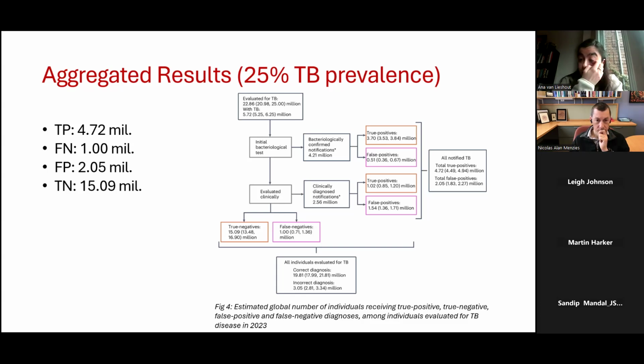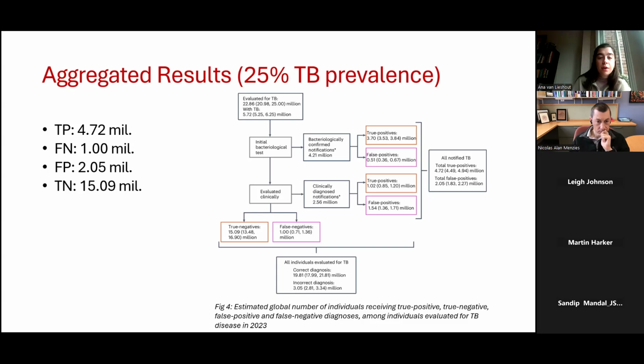Clinical diagnosis will also result in some final negative diagnosis. So that means that 15 million people would actually have a true negative diagnosis, and 1 million people would have a false negative diagnosis. So these are 1 million people that have TB that have not been diagnosed with TB. So overall, 19 million people would have received a correct diagnosis, but 3 million people would have received an incorrect diagnosis. With these values, we can estimate the overall algorithm performance.